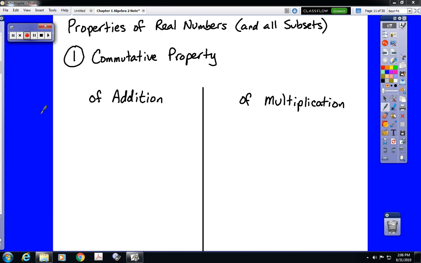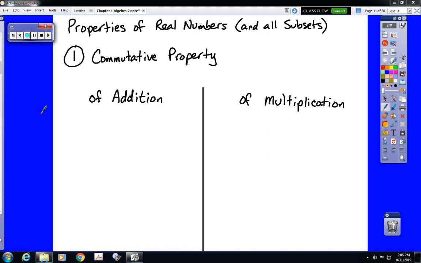Okay, ladies and gentlemen, welcome to the second video for Section 2, Chapter 1 of the Algebra 2 book from McGraw-Hill. Again, this section is entitled Properties of Real Numbers. The first video covered the number sets that make up the real numbers. Now we're going to talk about properties of real numbers, which therefore are properties of all of the subsets, the rational numbers, the irrational numbers, the integers, the whole numbers, and the counting numbers, or natural numbers.